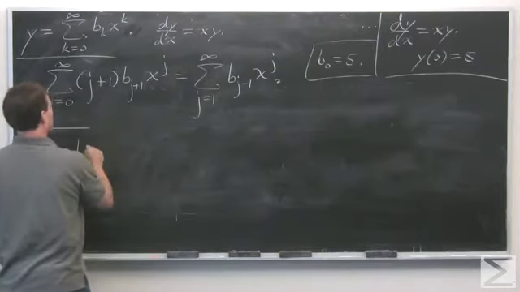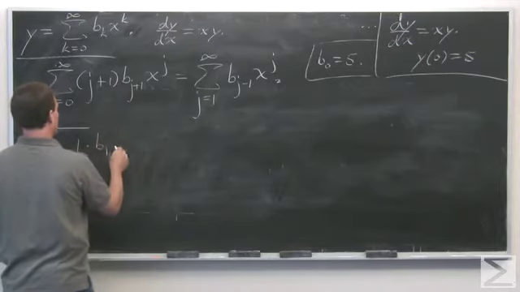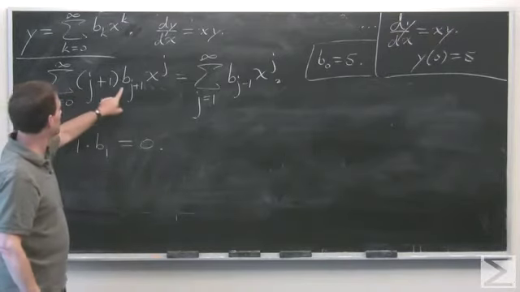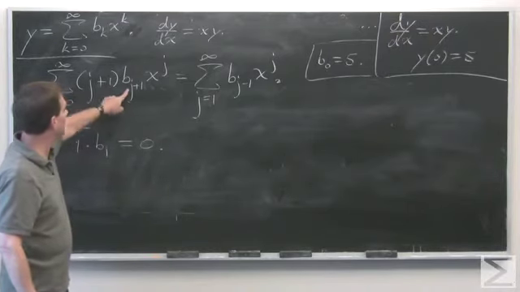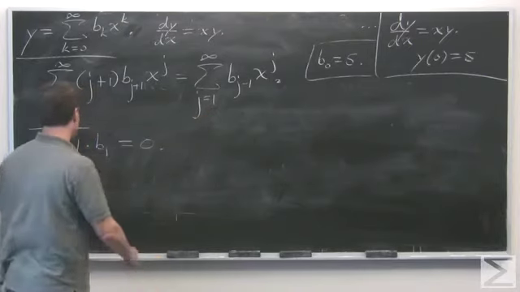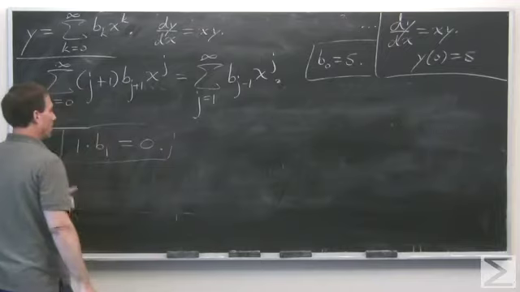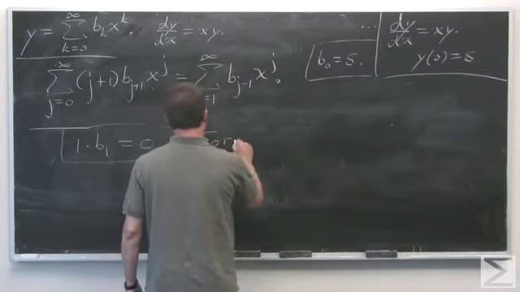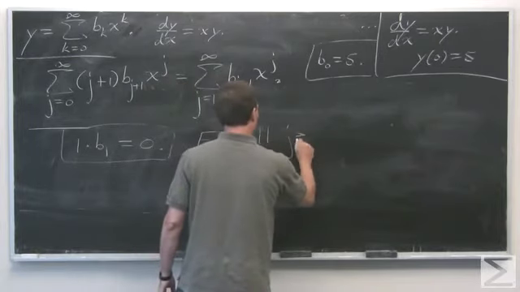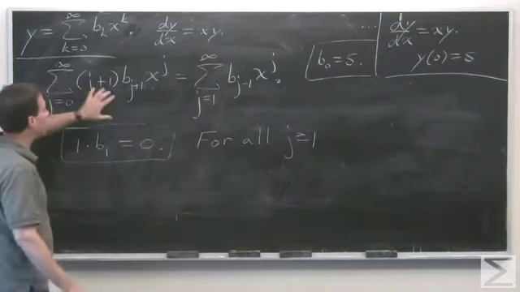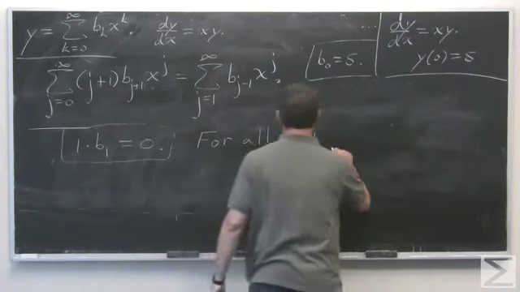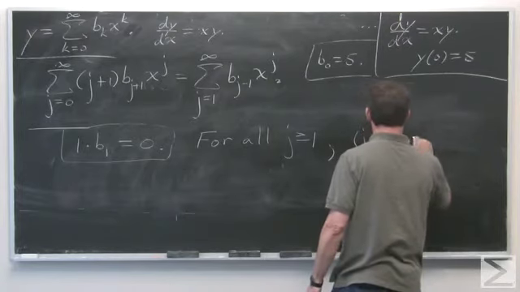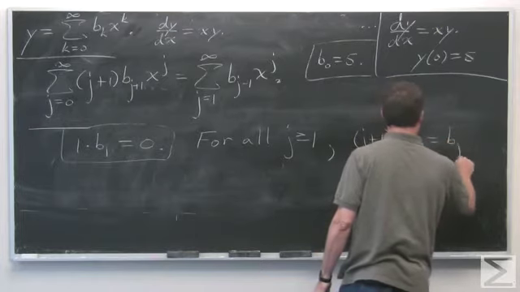we would get 1 times b sub 1 as the coefficient. This has to be 0 because that's the constant term over here, what you get when j is 0, 1 times b sub 1, and the constant term over here is 0. So we have to have this. Aside from that, for all j greater than or equal to 1, so what do we get after that? For all j greater than or equal to 1, the coefficient over here has to match the coefficient over here. So we have to have j plus 1 times b sub j plus 1 equal to b sub j minus 1.